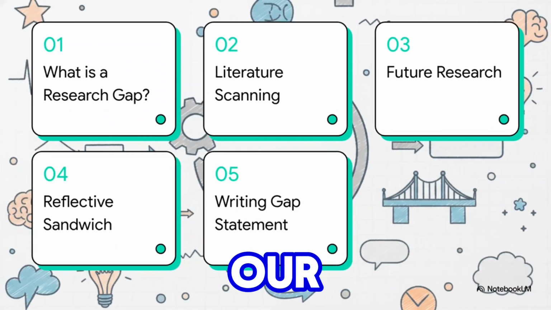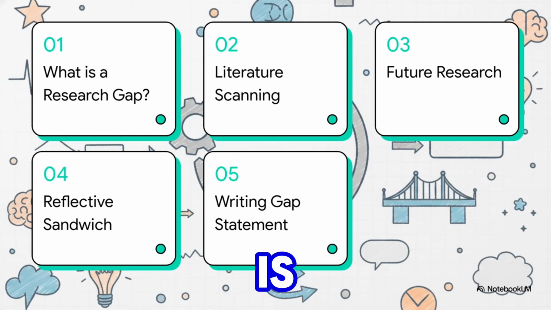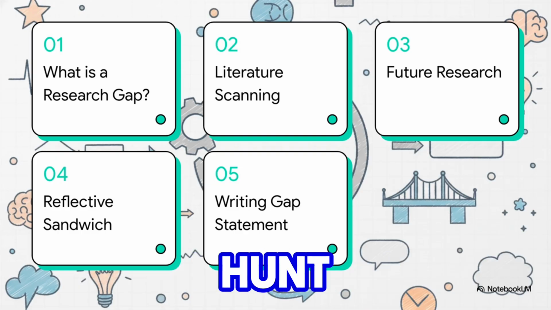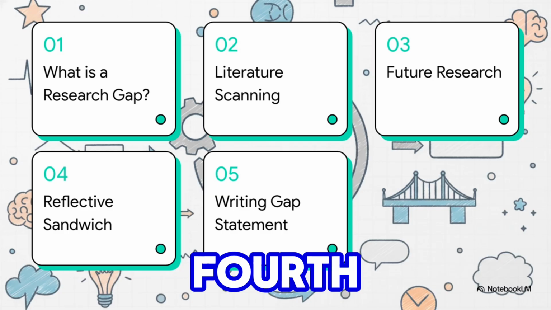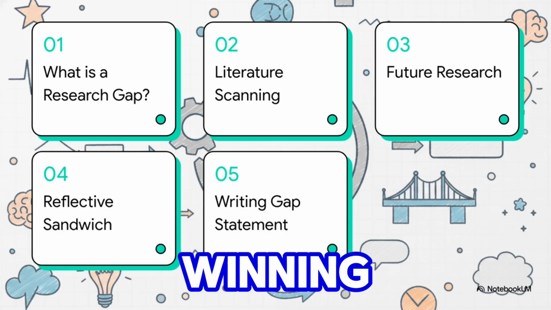So, here is our treasure map for today. First, we'll define what a research gap actually is. Second, we'll cover fast-track literature scanning. Third, we're going to hunt for future research clues. Fourth, we'll explore the reflective sandwich method. And finally, we'll write a winning gap statement.